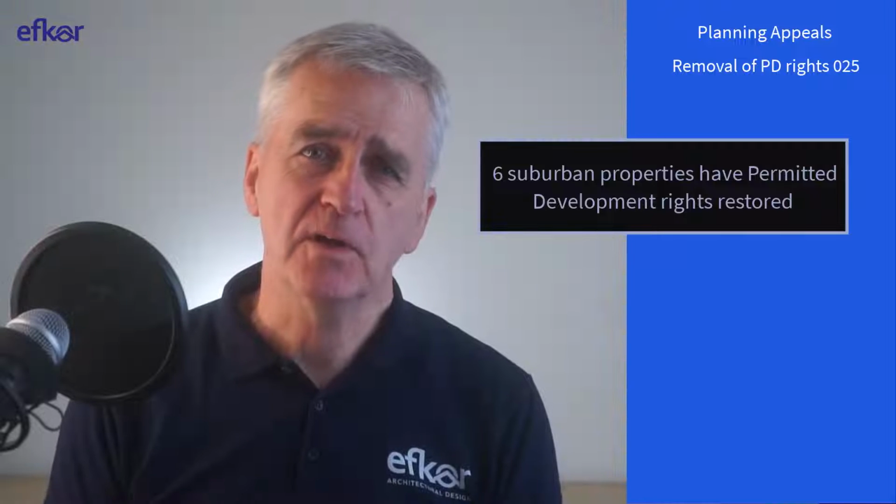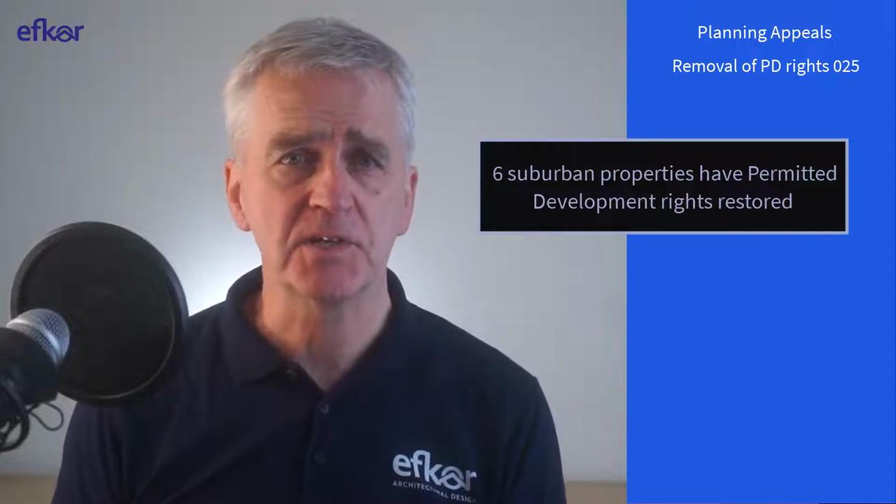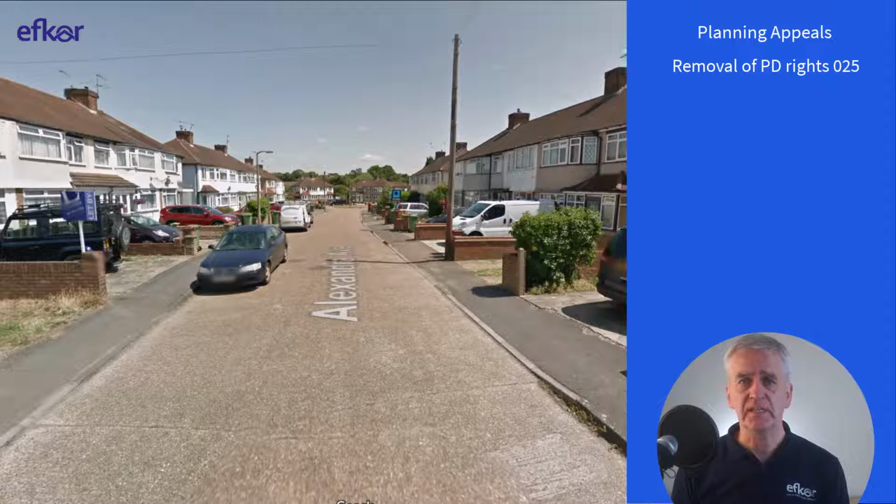In this video, we're looking at 6 properties in suburbia, checking out decisions made by planning appeal inspectors. In every case, the householder is appealing against a condition applied by the council that removed certain permitted development rights. The first property is at the end of this cul-de-sac.